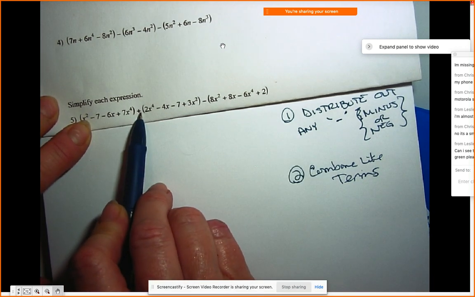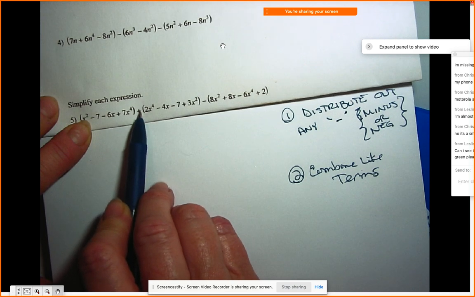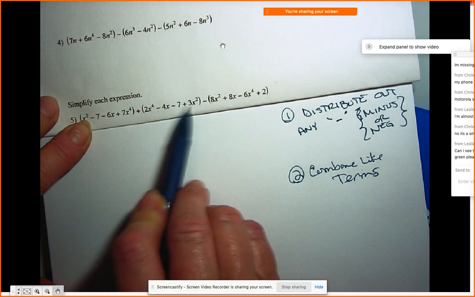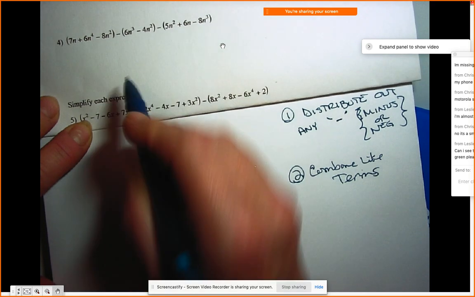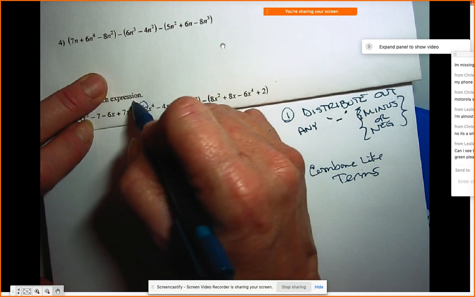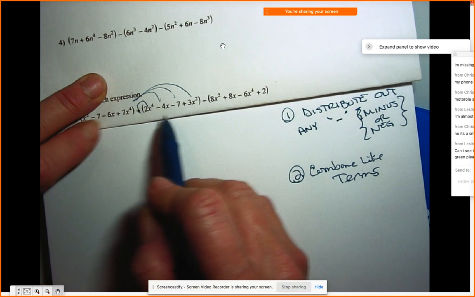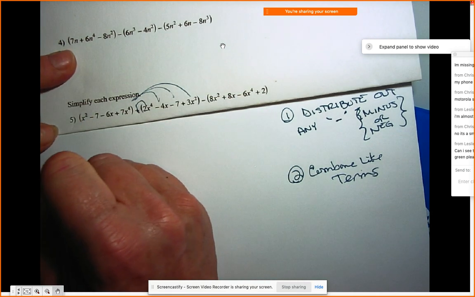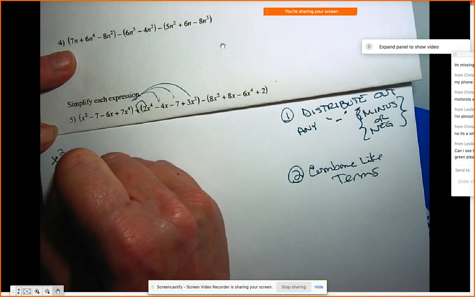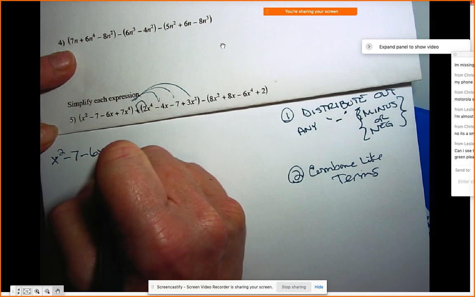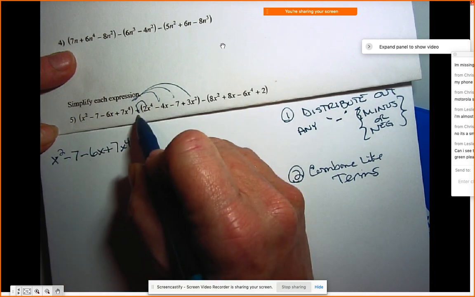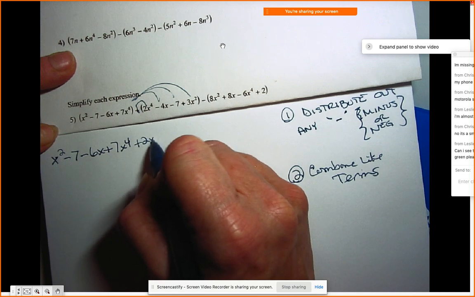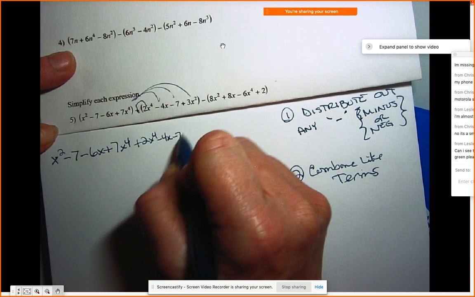Yes, if you want to say I'm distributing that out, but what's plus 1 times anything? It doesn't change anything in this paren. This 1 only hits here, here, and here. And really, there's nothing to do when it's a positive. So I'm going to start to rewrite everything. X squared minus 7 minus 6x plus 7x to the fourth. I'm going to write plus 2x to the fourth minus 4x minus 7 plus 3x squared.